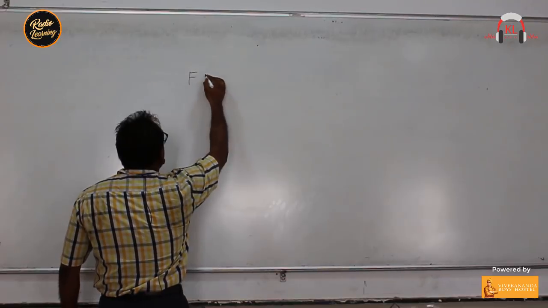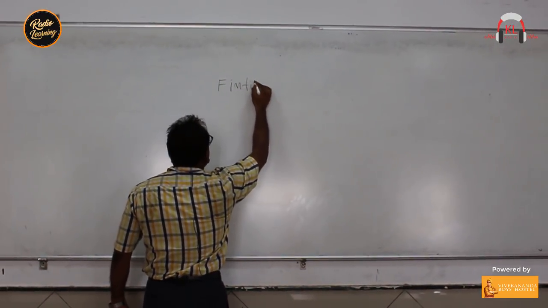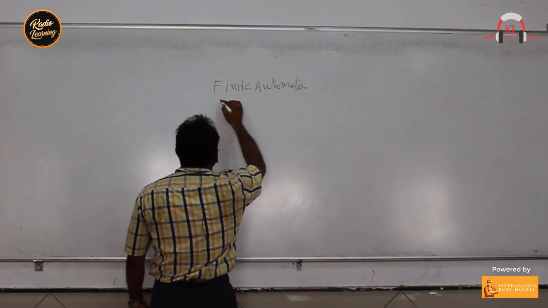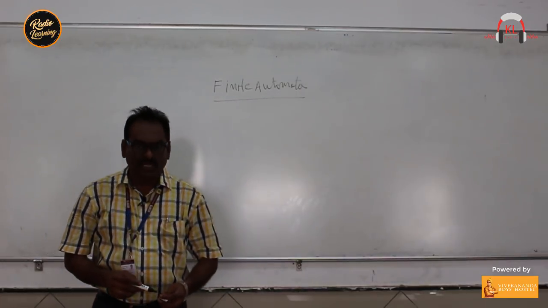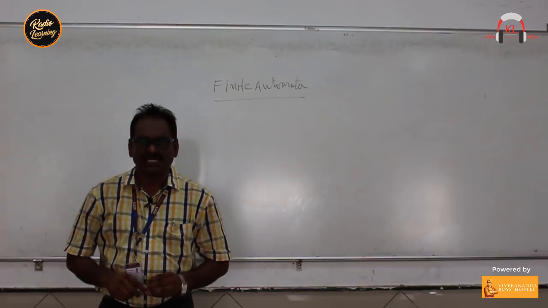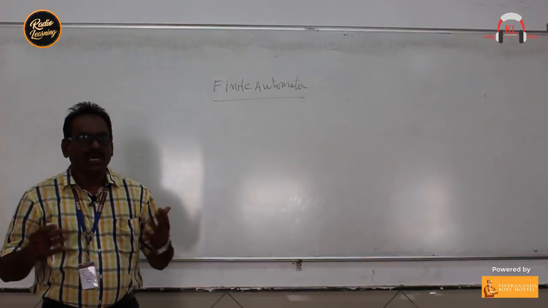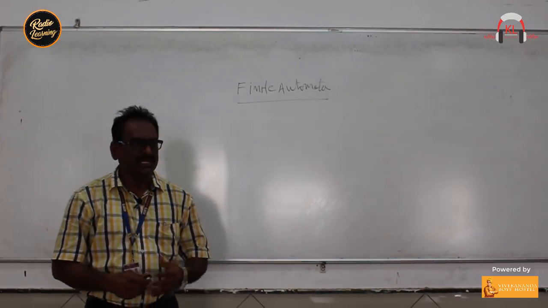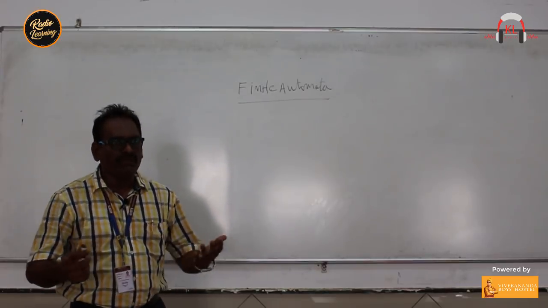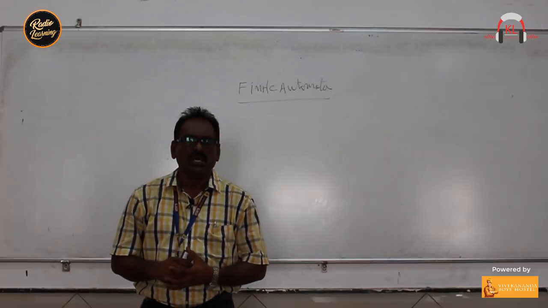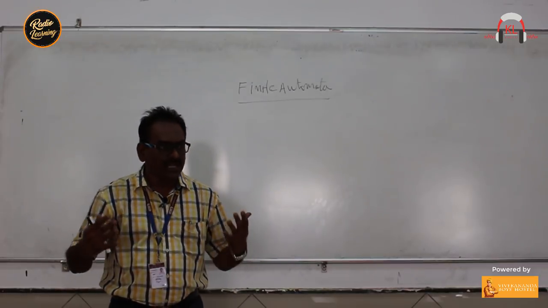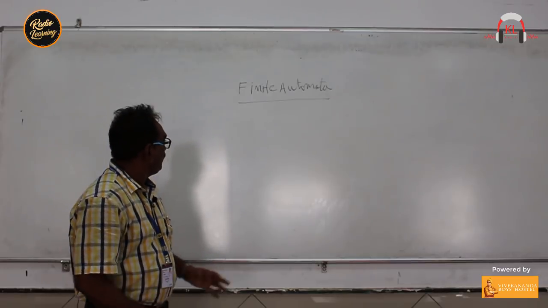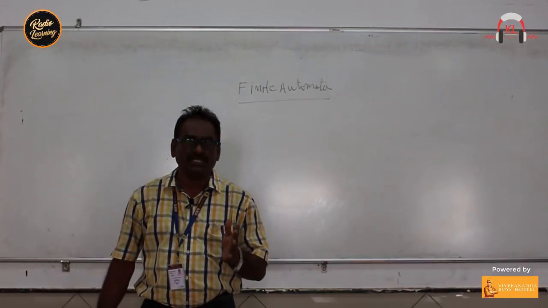Now let us discuss what a finite automata is. The general definition of the finite automata is: it consists of a set of states, a set of transitions from one state to another state, and a set of input symbols occurring on the transitions. Moreover, the intention of the finite automata machine is to recognize the language, whether the language is accepted or rejected. That is the main purpose of the finite automata machine.